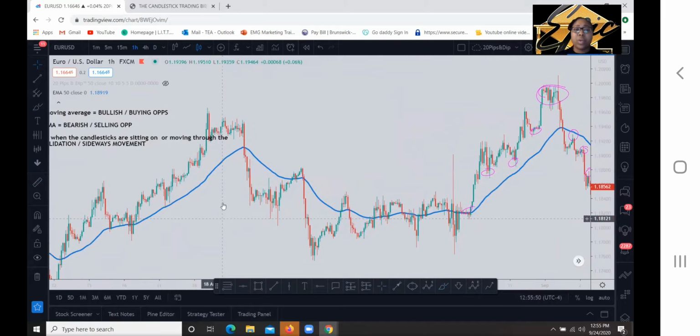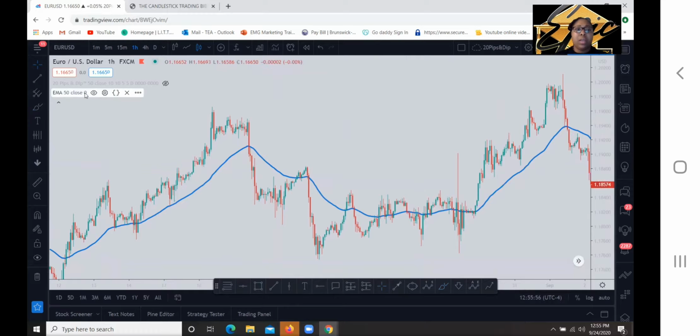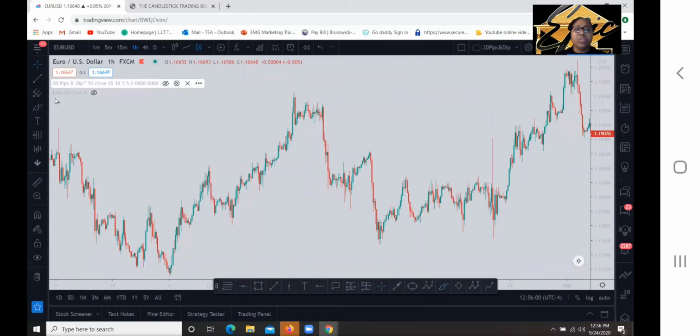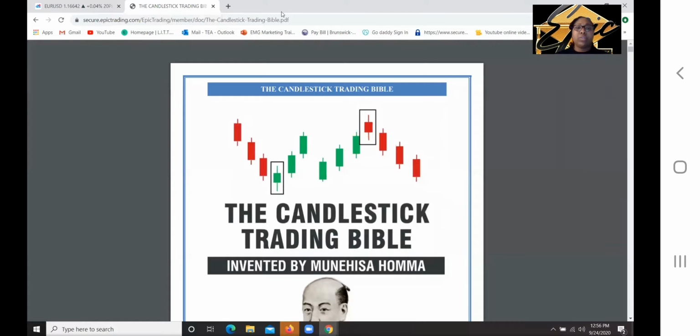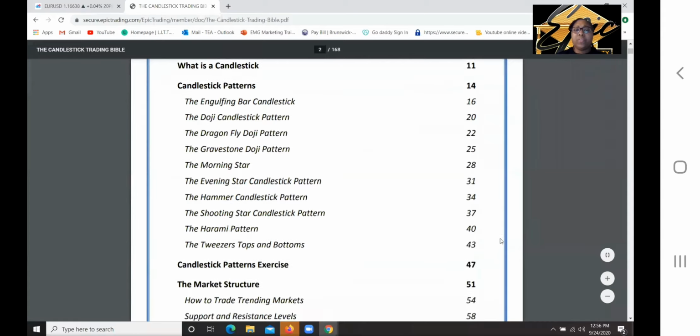Now I specifically use the 50. The 50 has been working for me for years, but I'm going to go ahead and delete and hide this. But you can use other moving averages. You can use a moving average cross. So let's look at the Candlestick Bible really quickly. The Candlestick Bible gives you a few different ways to use it.